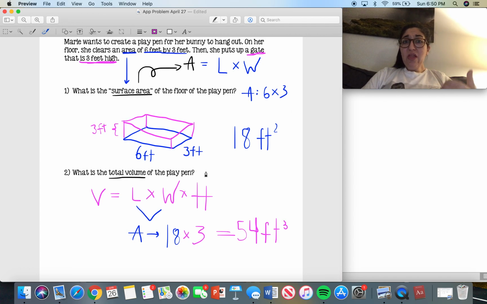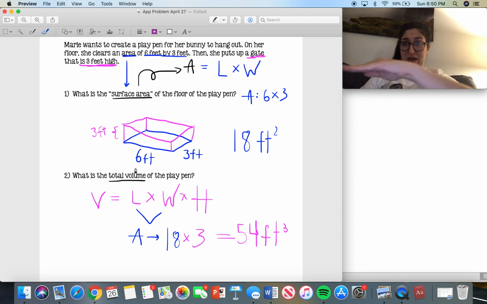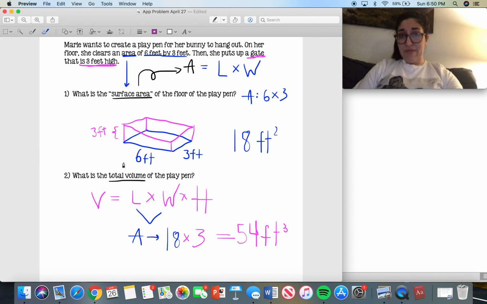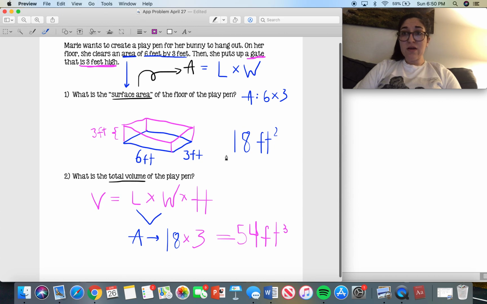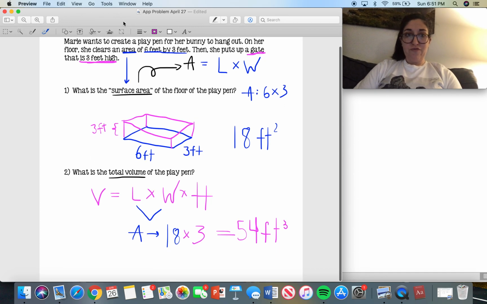So again, what I did here was I figured out the area, or the bottom layer. I figured out the area of that by multiplying the length and the width, the 6 and the 3. I got that it was 18 feet squared. And I then used that to help me find the total volume by saying, well, the length and the width, I already know what they are when I multiply them. They are 18 times the height, times that 3 is 54.